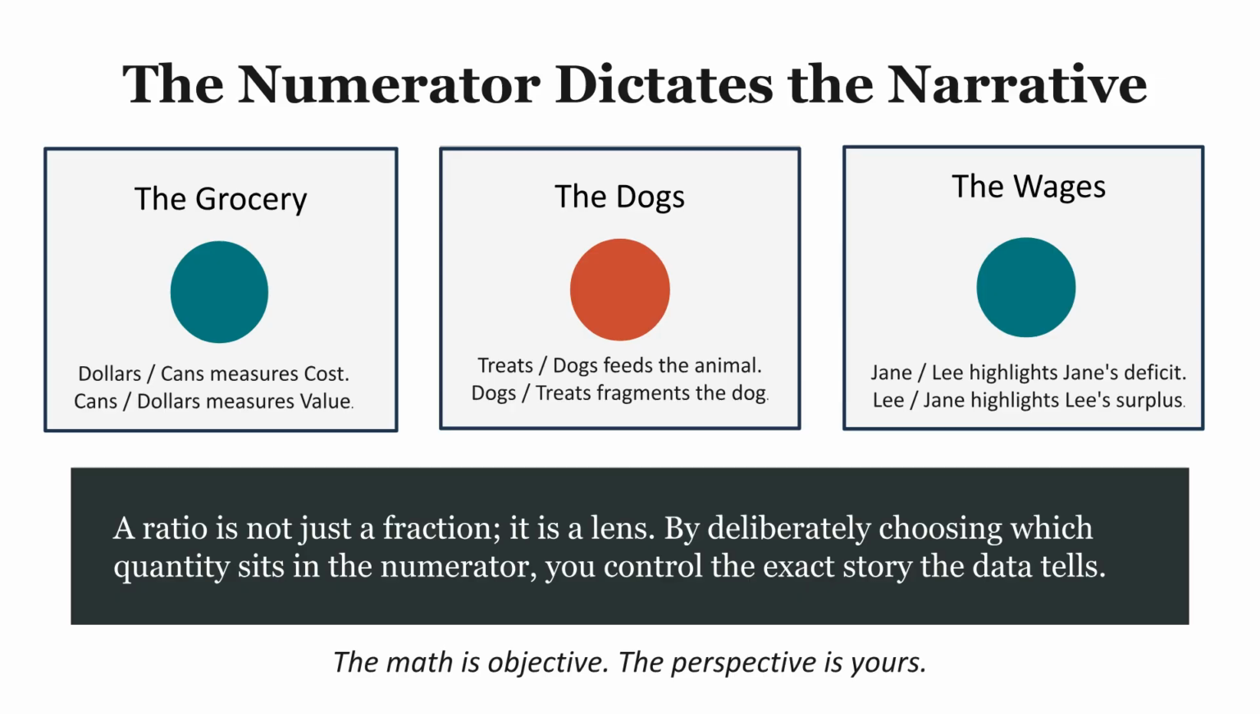By choosing which quantity sits in the numerator, you control the story the data tells. The math is objective, but the perspective you choose is yours.